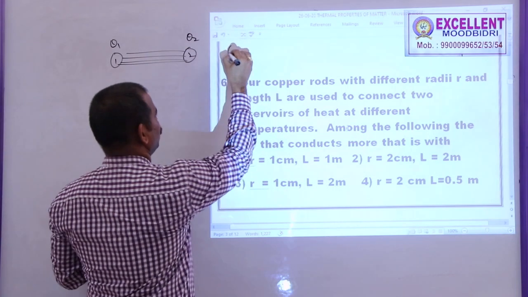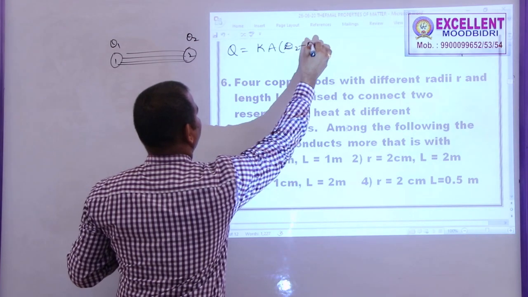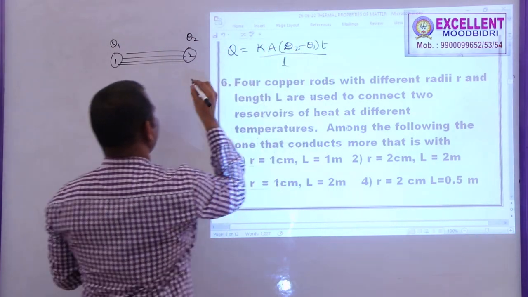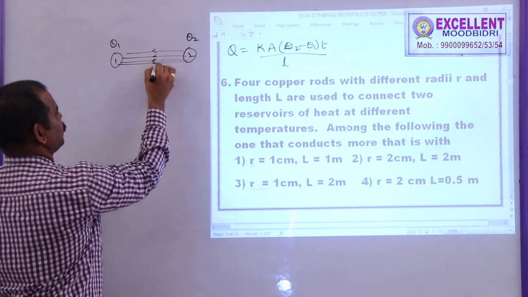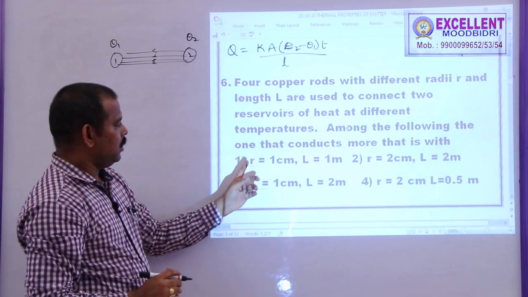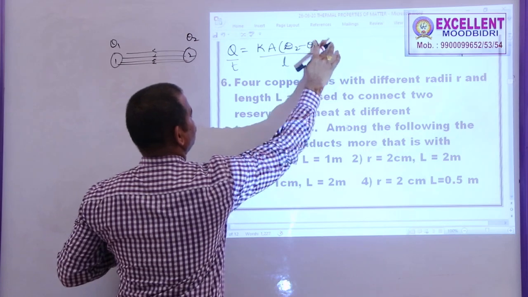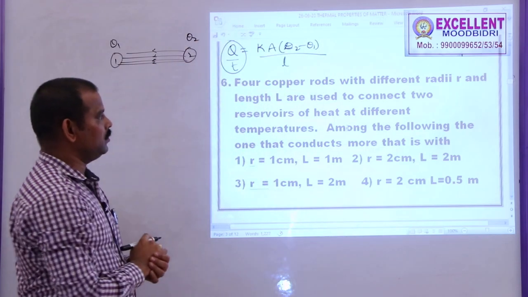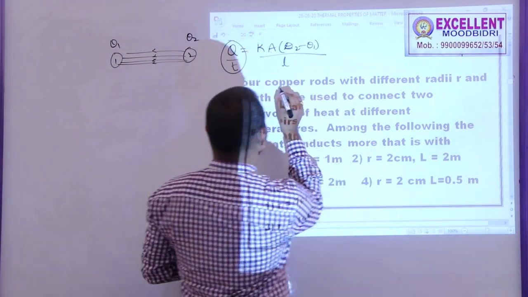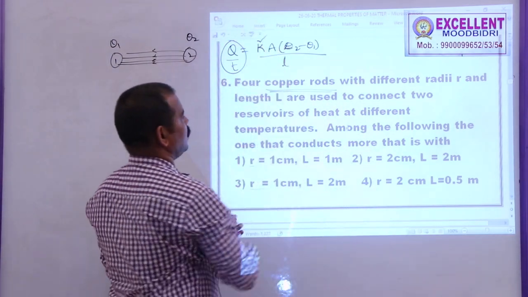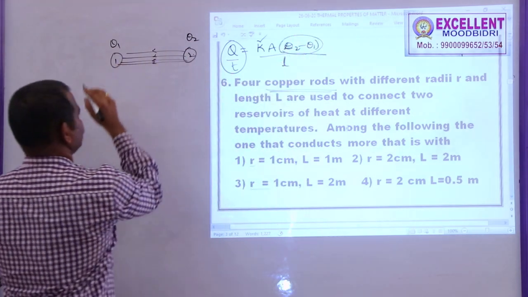The quantity of heat flowing through a conductor is given by K A (theta 2 minus theta 1) t by L. If theta 2 is greater than theta 1, heat will flow in this direction. Now, based on this formula, in which one will the heat flow be more? That is Q by t, you bring this t here. This is the quantity of heat flowing per unit time. You can see as all rods are copper rods, K will be constant, but area and lengths are different. The temperature difference between these two is also the same.